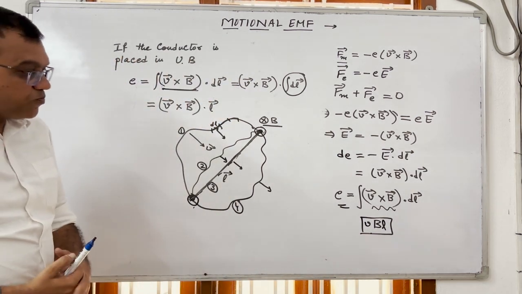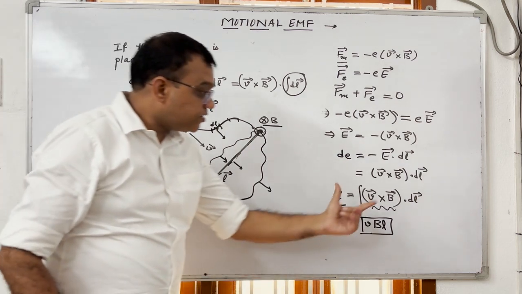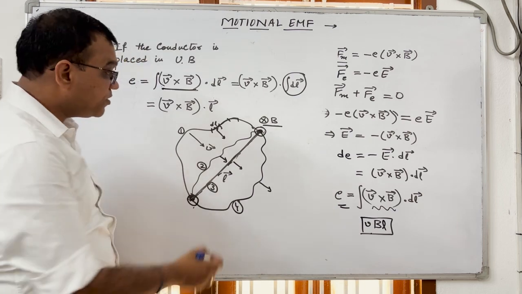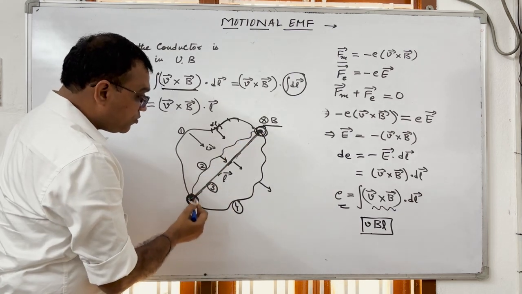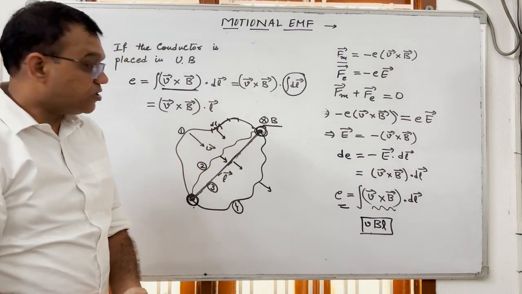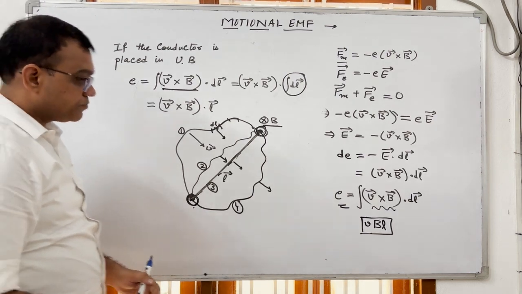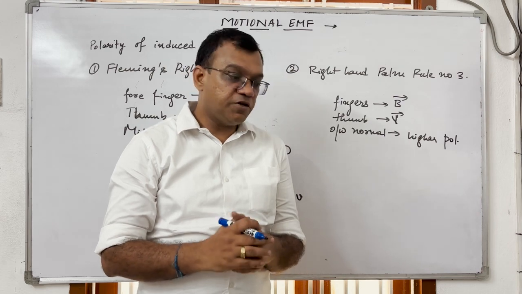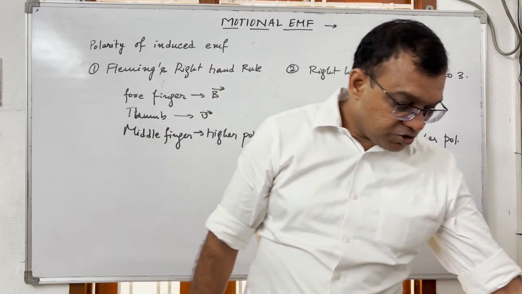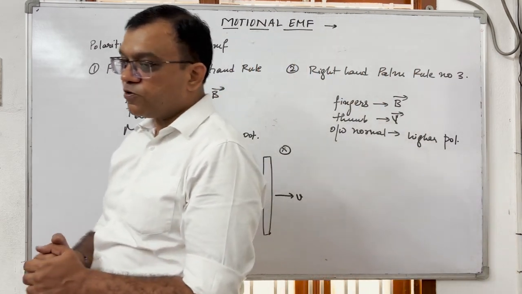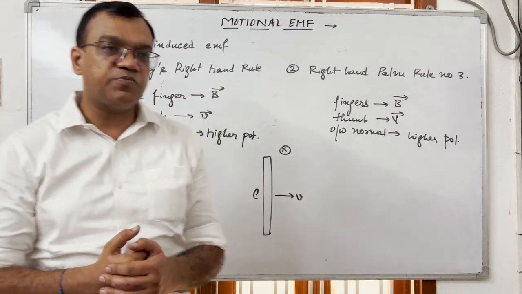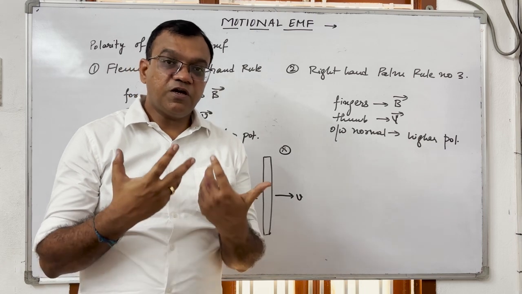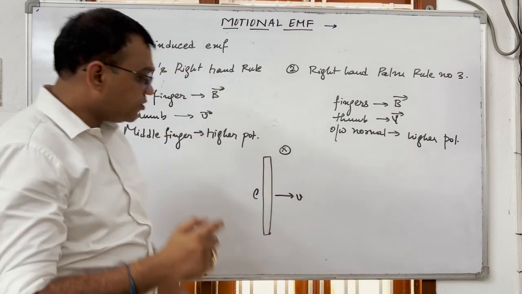Now we will see the polarity of the induced EMF. Means when this induced EMF has been developed, will this point be at higher potential or this point? This is what we are going to see. Now let's see how to find the polarity of the induced EMF. I suggest it is a very nice thing to remember, because throughout magnetism you might have observed that direction plays a very important role.